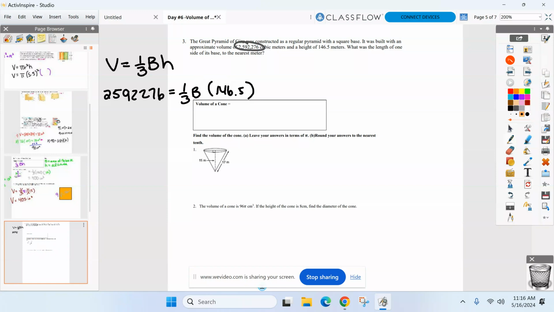So go ahead, solve for B. Don't round that sucker on me. Solve for B. And just make sure we're good. 53,000.